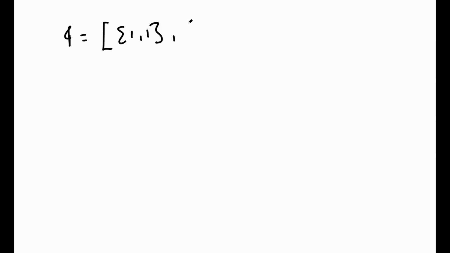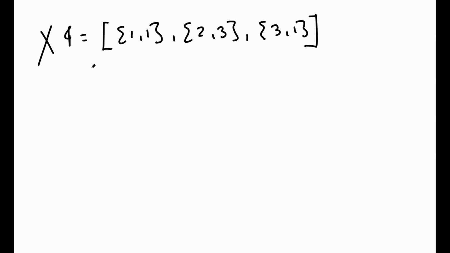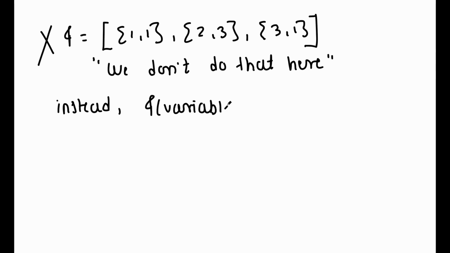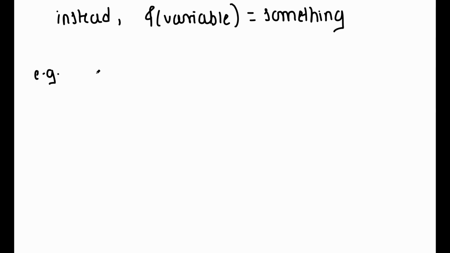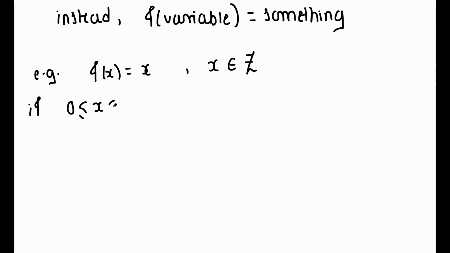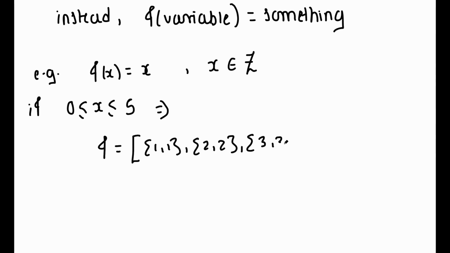Usually, to represent functions, we don't write the whole list of tuples as we did earlier. Instead, we represent them in variables. An example is the identity function f of x equals x, where x belongs to integers. If x lies between 0 and 5, the tuple representation of the function is (1, 1), (2, 2), (3, 3), (4, 4), and (5, 5).